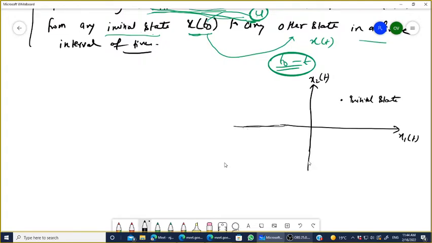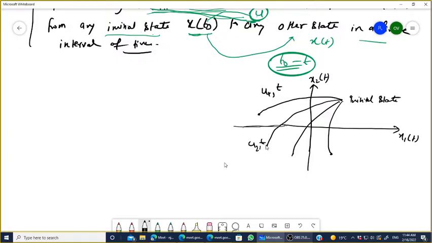We want to drive our state. Let's say we have u1, the control vector, the control input. In time t, the initial state may be shifted from this point to this point by the control input u1. So the initial state may be driven to here, maybe here, maybe here.